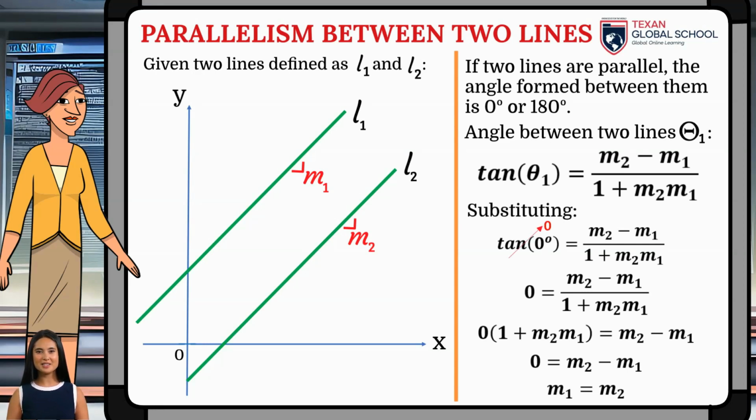Then the denominator is eliminated by multiplying by its multiplicative inverse, or simply, since it is dividing, it multiplies the other member. Therefore, the slopes m1 and m2 are equal. So we conclude that two lines are parallel if their slopes are equal.